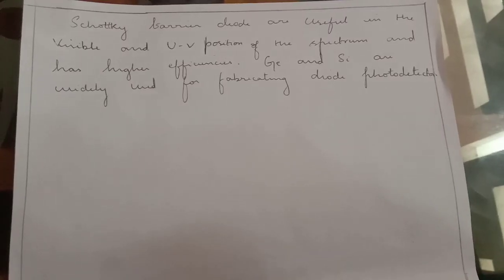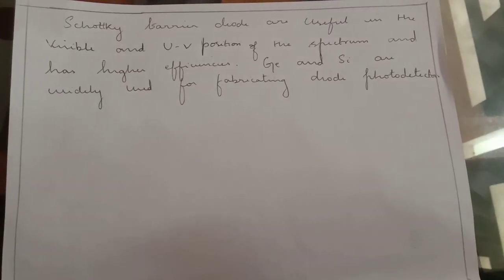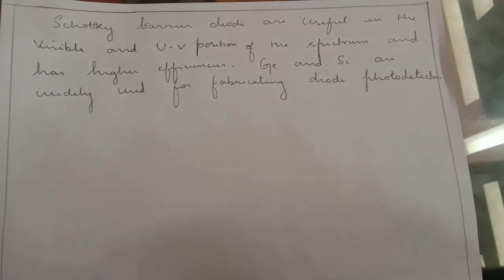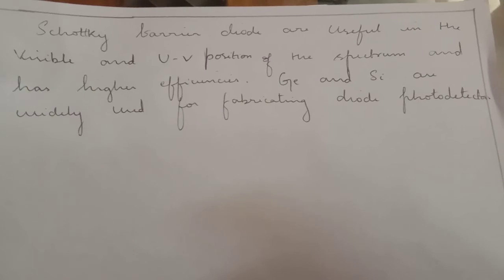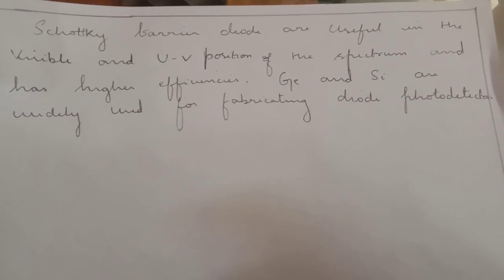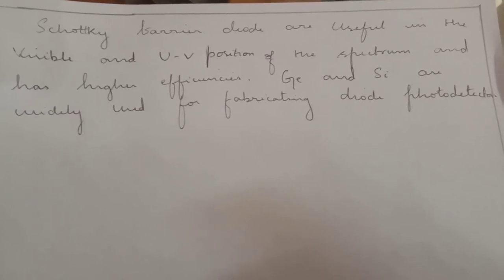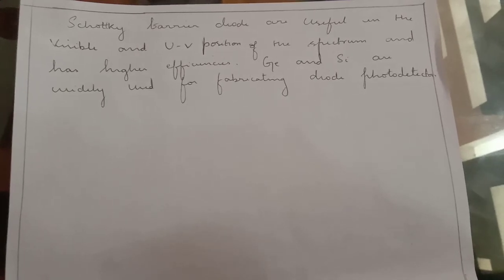Talking about Schottky barrier diodes, they are useful in the visible and UV portion of the spectrum, and they are of high quantum efficiency. And Ge and Si, that is germanium and silicon, are widely used for fabricating diode photodetectors.